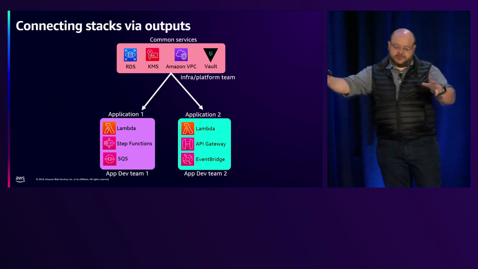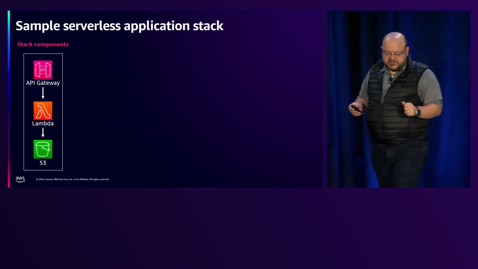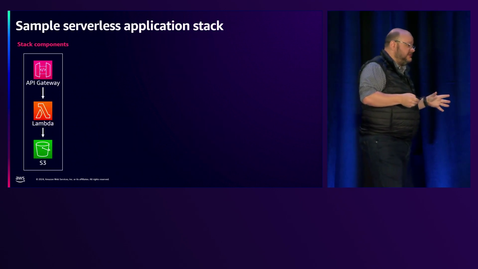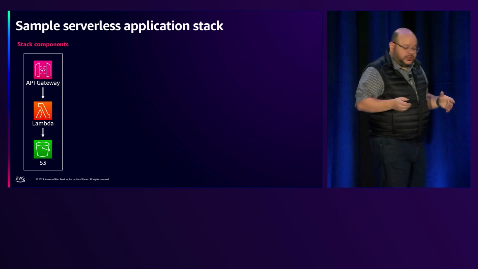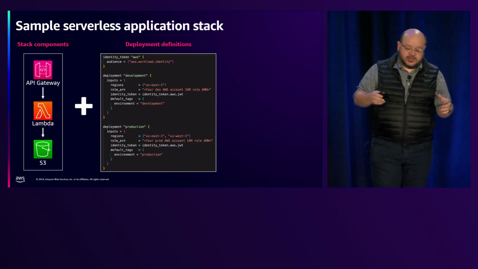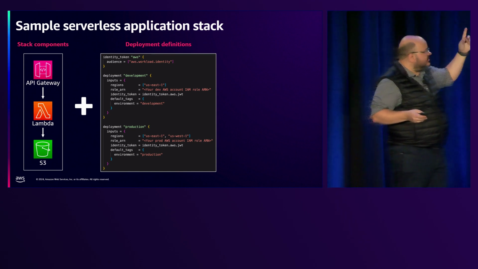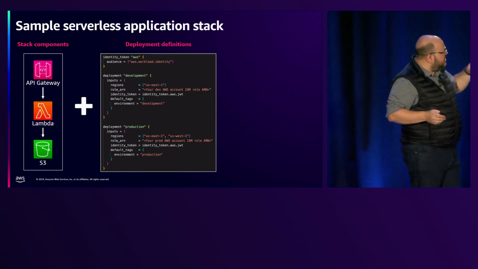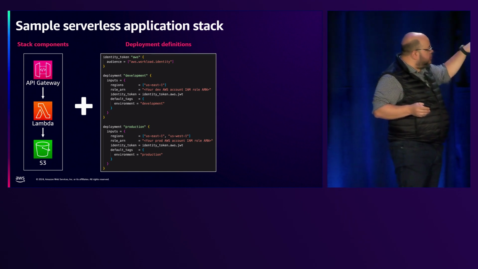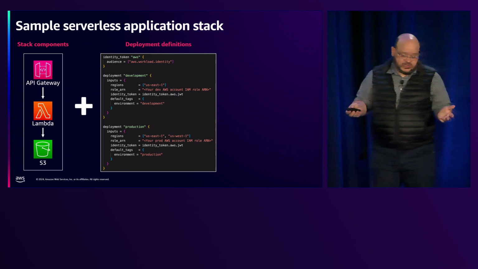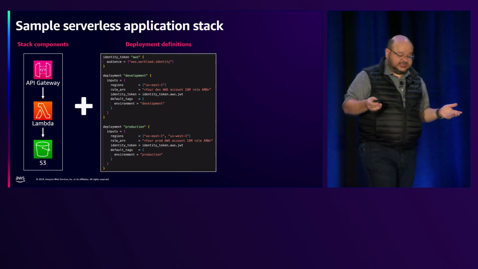Now, the way it works, if we start connecting all those building blocks together, right? Imagine a simple stack. API Gateway goes to Lambda, goes to S3, right? The way it's going to be defined using Terraform, you can see on your screen. You've got the identity token at the very top, sorry. Then you have a deployment, two deployments, right? One of them is development. That's my development environment. I'm putting that into the US East 1 region.